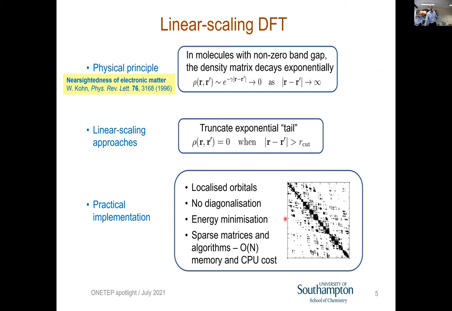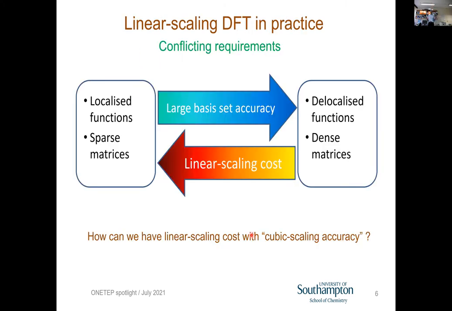In practice, you don't need to work directly with the density matrix. You can show it is equivalent if you work with localized orbitals or Wannier functions in other words, and you can employ methods that do not involve diagonalization and include direct energy minimization and sparse matrix algorithms. So that's all well and good, but in practice, you end up fighting with conflicting requirements.